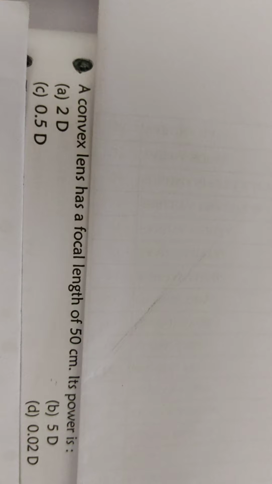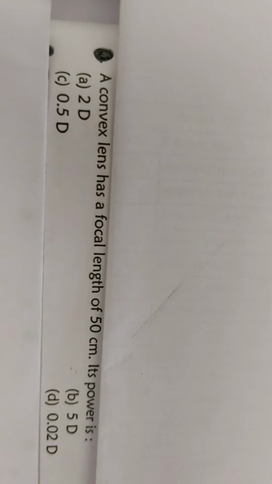So since F is in centimeter, power will be 100 by F in centimeter. It means 100 by 50, that is 2 diopters. So A is the correct option.